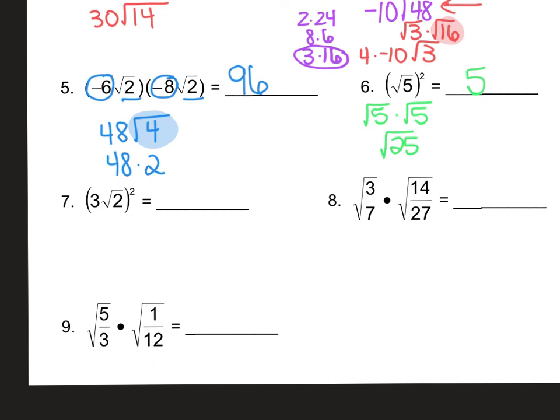So let's look at number 7. If I stamp this out, this is 3 square root of 2 times 3 square root of 2. I'm going to multiply my outside numbers to get 9 and multiply my inside numbers to get the square root of 4. Remember that the square root of 4 is a perfect square, 2. So 9 times 2 gives me 18. I don't have any more radicals.